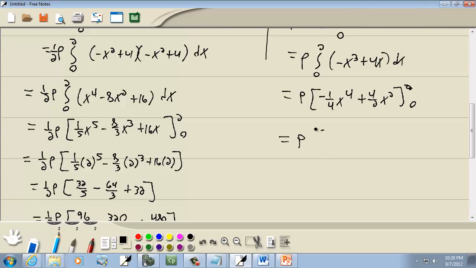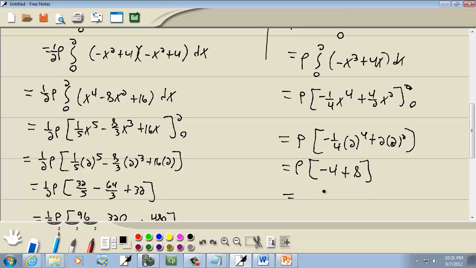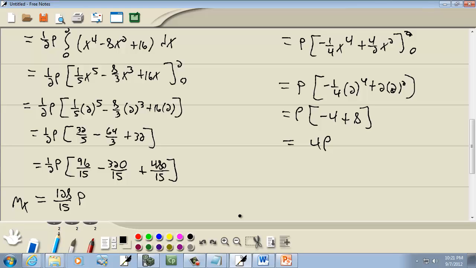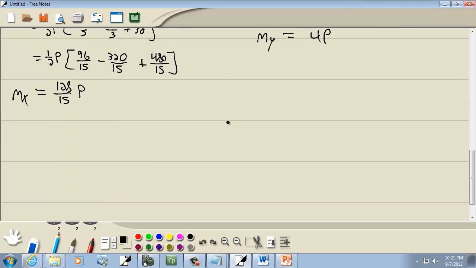Okay, so that gives us, I'm going to plug the 2 in. The 0 I don't have to worry about. So I got negative 1/4, 2 to the 4th, plus 4 over 2 is 2, times 2 squared. 2 to the 4th, 16, divided by 4 is 4, so that gives me a negative 4, plus 2 squared is 4, times 2 is 8, which gives us 4 rho. Now these are all assuming that I'm not making any kind of math error, which is very easy to do on these. I'll blame it on the lateness of night if I am doing any of those.